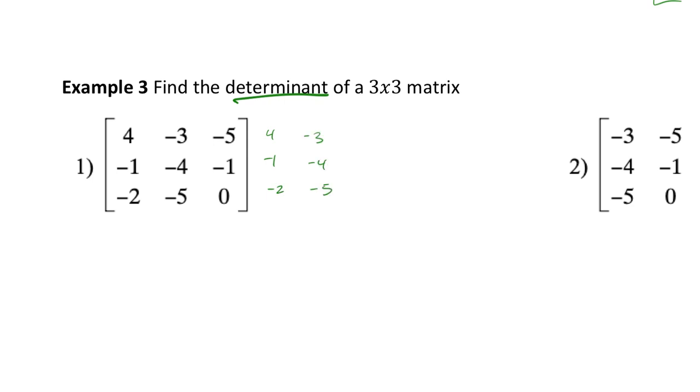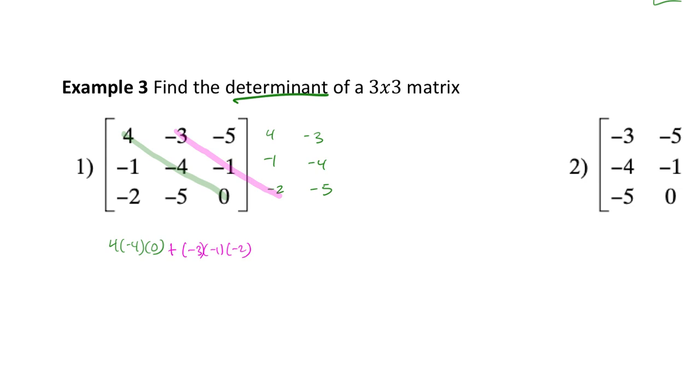Okay? Now, I'm going to cross multiply, same thing that I did earlier. So I'm going to start with this diagonal that I have here. I'm going to multiply that one. So that means that I get 4 times -4 times 0. Okay? Then I'm going to choose the second diagonal. So I'm going to go here: 3, -1, -2. So that means that this is plus -3 times -1 times -2.